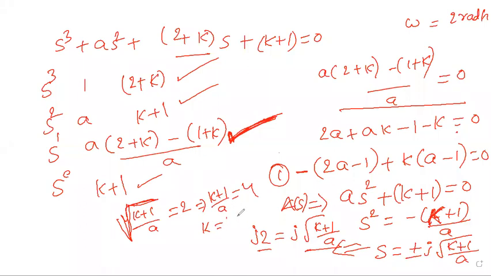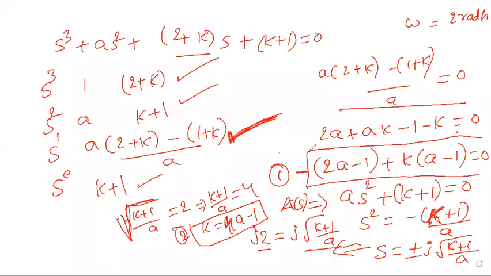Why is it 4a square? (k plus 1) by a is 4, so k plus 1 is 4a. 4a minus 1. K is 4a minus 1. This is the second equation, equation 2. This is equation 1. So k equal to 4a minus 1 is one equation, and this is one more equation.